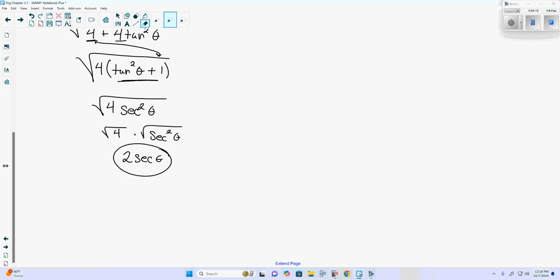Now, realistically, we could have jumped from here to here just fine. I did the in-between steps so that we can see how it reduces and goes down. Questions on these here? So really, for the most part, if we can get it to a single term, something being multiplied together, not added, we can reduce the radical and we're done.